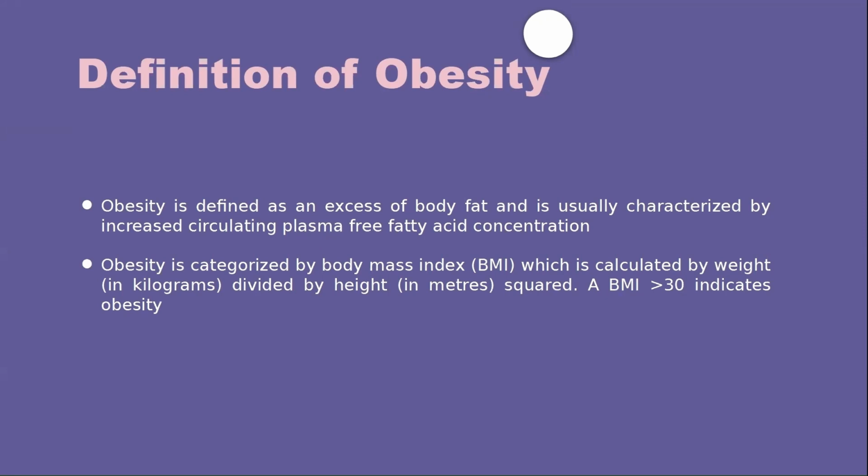One common method we use to categorize obesity is through body mass index or BMI. This metric is calculated by dividing an individual's weight in kilograms by their height in meters, and then we square it. So why is BMI important? A BMI greater than 30 indicates obesity. And so this measurement serves as a valuable tool for healthcare professionals to assess an individual's risk of obesity-related health complications and tailor appropriate intervention.